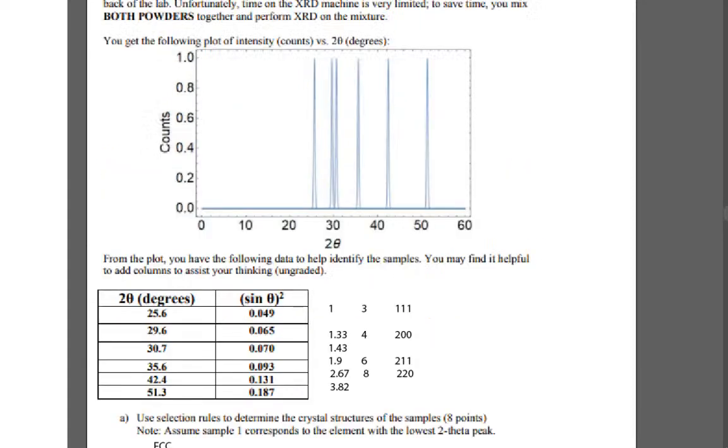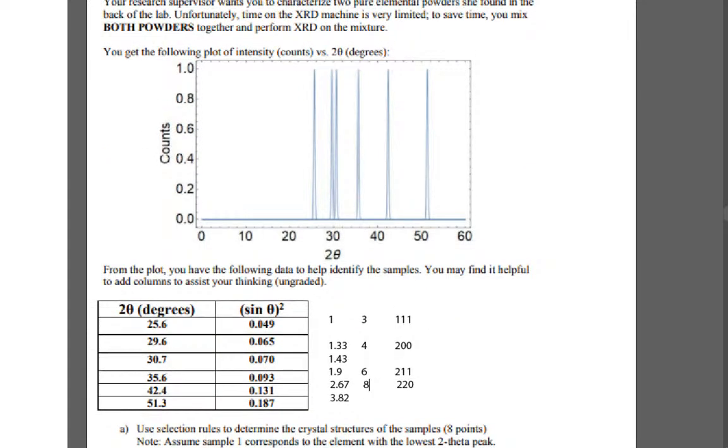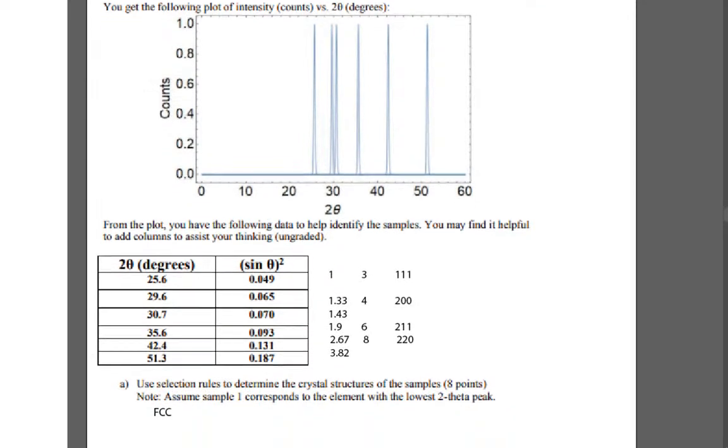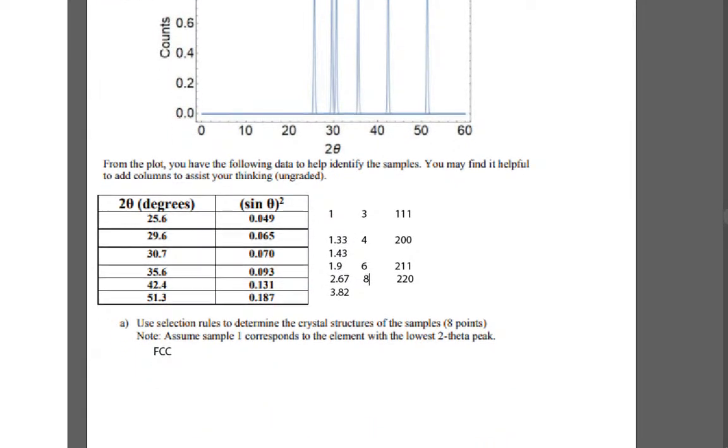Let's see actually. One of them's 1, one of them's 2 times the thing. But what is the relationship with 1.43? It's 1.33. Oh.